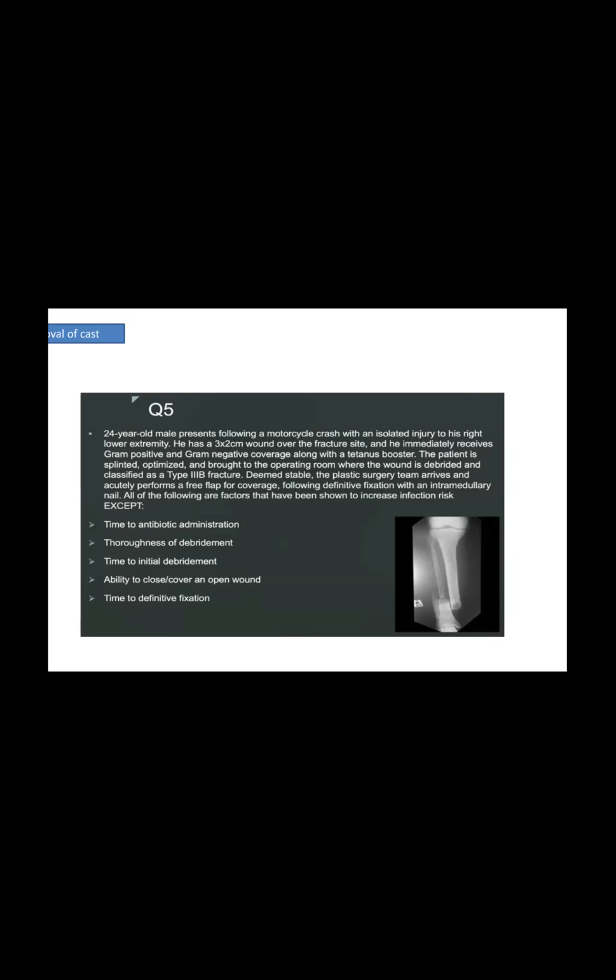Ability to close the open wound and time to definitive fixation. So your answer will be either D or E. Yes, D, ma'am. Between D and E, see, it's an unstable case, but initially we'll try to cover the open fracture wound. In an open fracture or closed fracture, we have to try that, so it is also accepted. But definitive fixation is not possible except at a tertiary center or at consultant level, right? So what is not accepted? Time to definitive fixation.